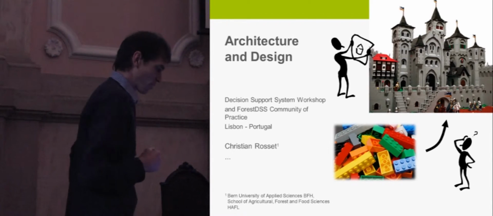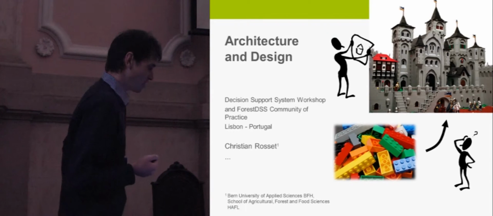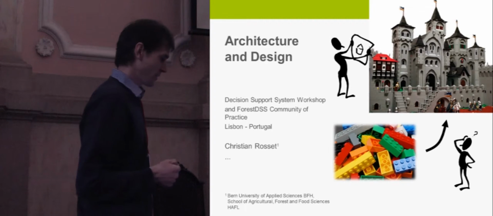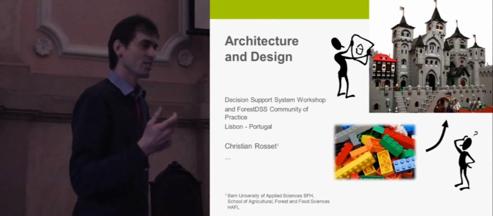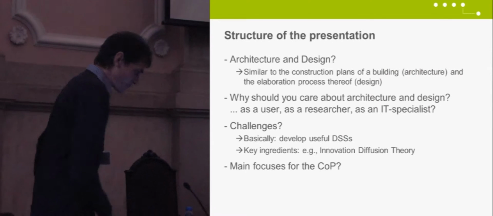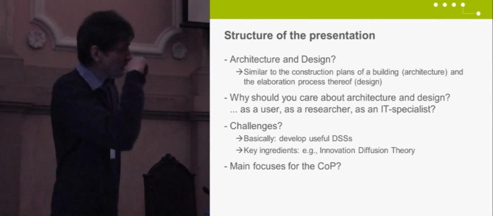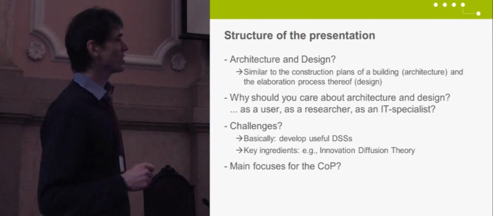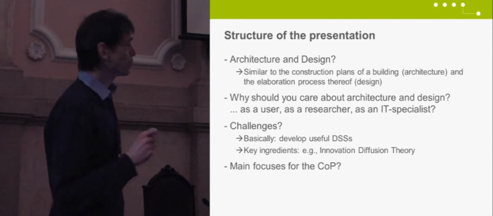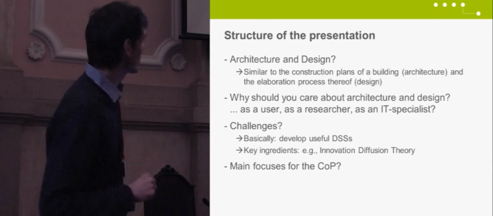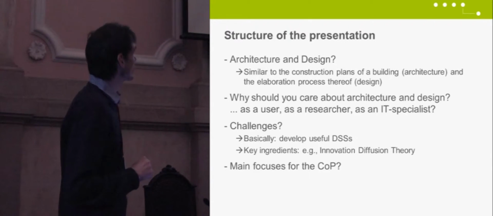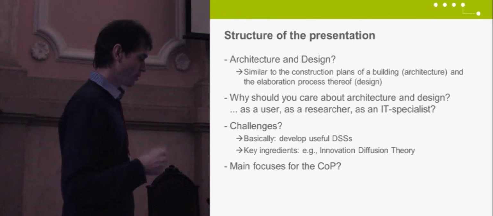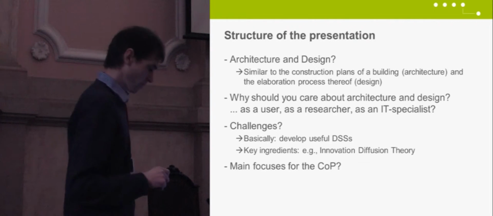And considering the high level of complexity of decision support systems, these two terms, architecture and design, are quite essential. So, structure of my talk. First, I will briefly present what architecture is, basically, and what design is, and why you should care about these two terms. They are quite important regarding DSS. What are the challenges, and then what could be the main focuses for the community of practice.